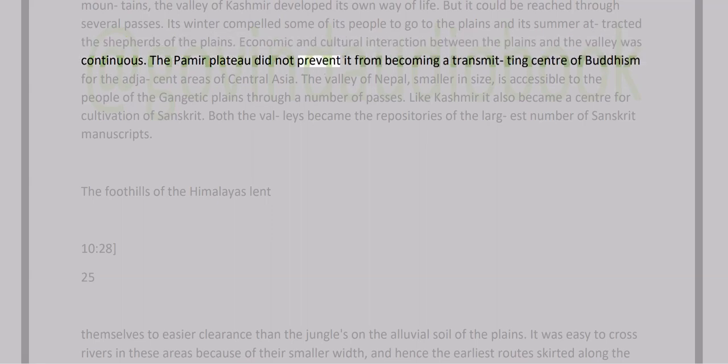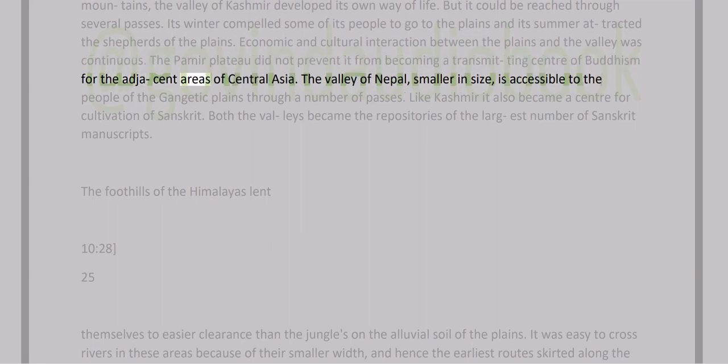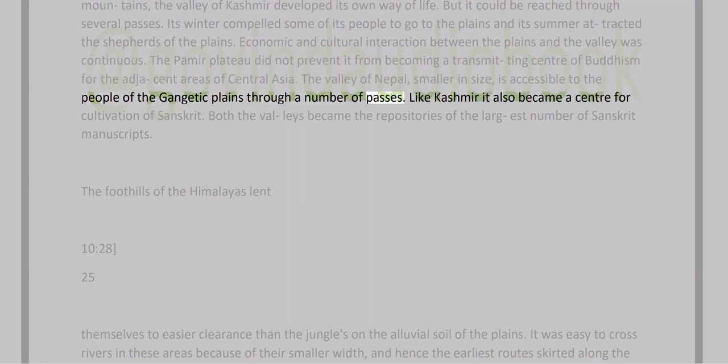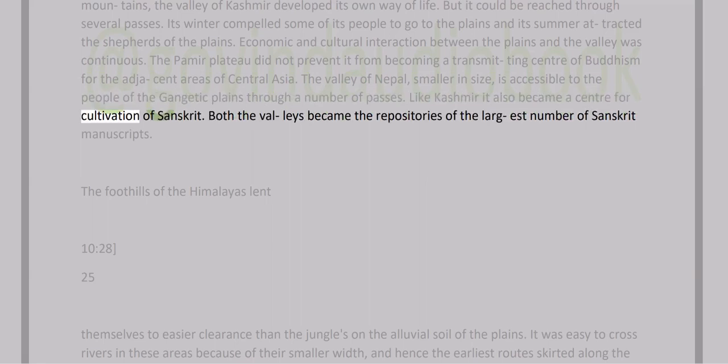The Pamir Plateau did not prevent it from becoming a transmitting center of Buddhism for the adjacent areas of Central Asia. The Valley of Nepal, smaller in size, is accessible to the people of the Gangetic Plains through a number of passes. Like Kashmir, it also became a center for cultivation of Sanskrit. Both the valleys became the repositories of the largest number of Sanskrit manuscripts.